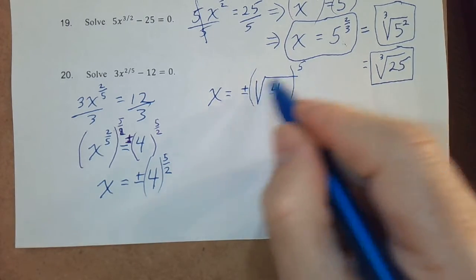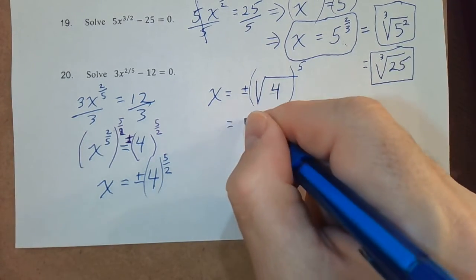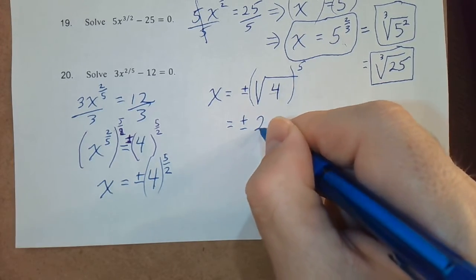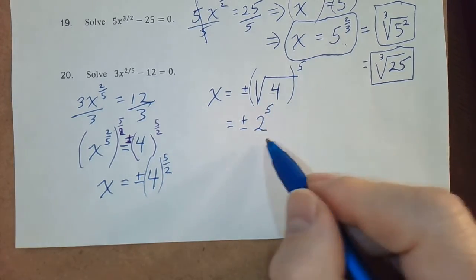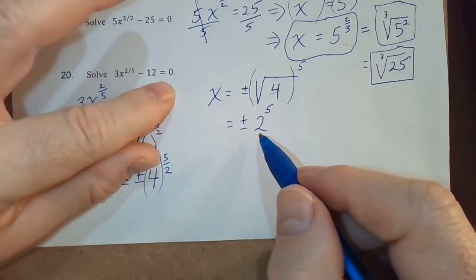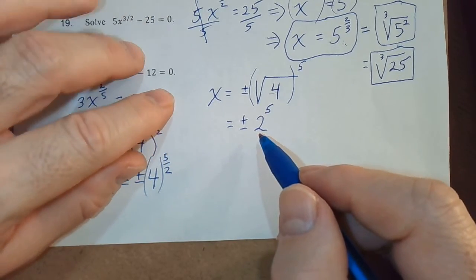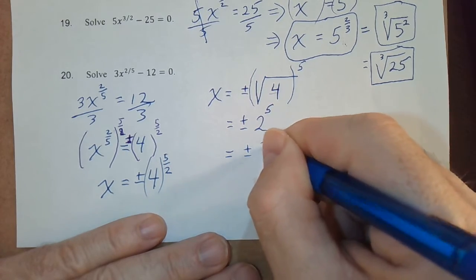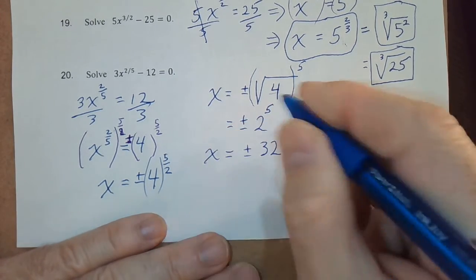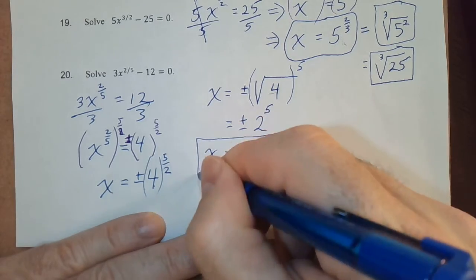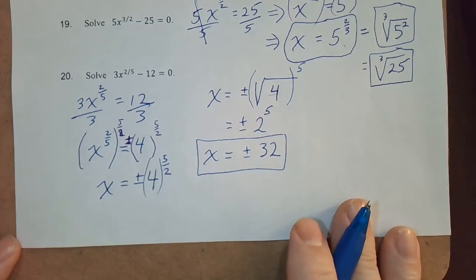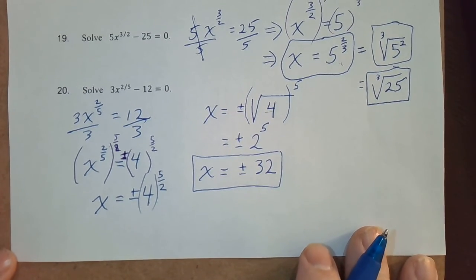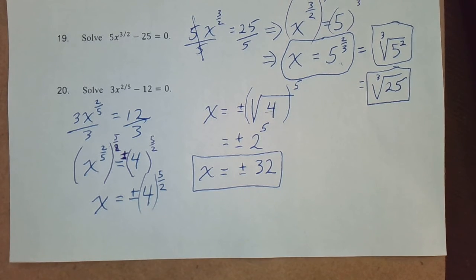We know the square root of 4. Radical 4 is just 2. And 2 to the 5th power is 2 times 2 times 2 times 2 times 2: 2, 4, 8, 16, 32. Plus or minus 32 is the solution. Again, I'll let you plug it in to verify. And that is the end of our section.